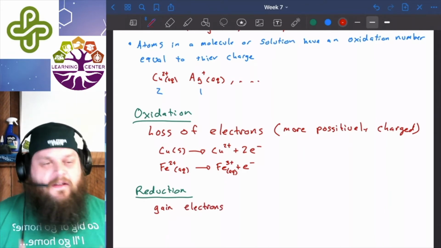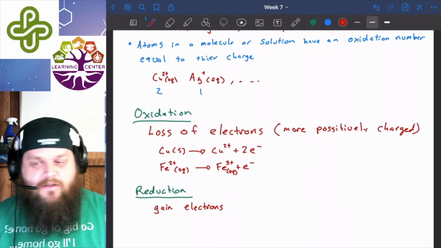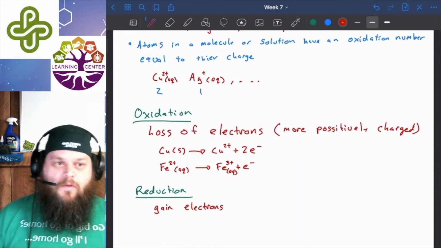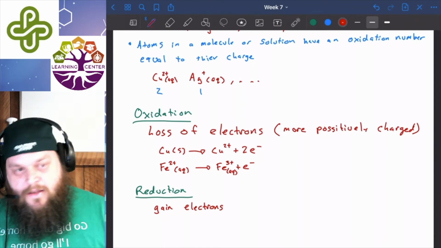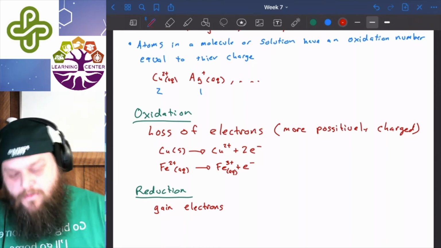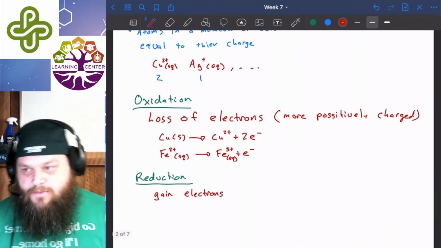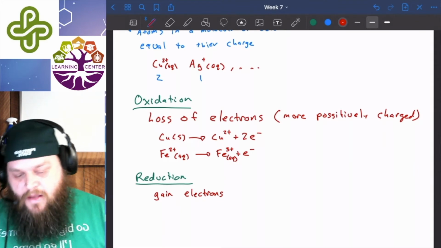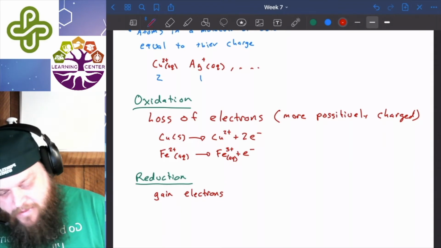Or we think of it as becoming more negatively charged, or going from a positive to a neutral is another version of becoming more negatively charged. Anytime we're gaining electrons in that process, it's going to be a reduction reaction. And some examples of that are kind of just the opposite of what we had there.